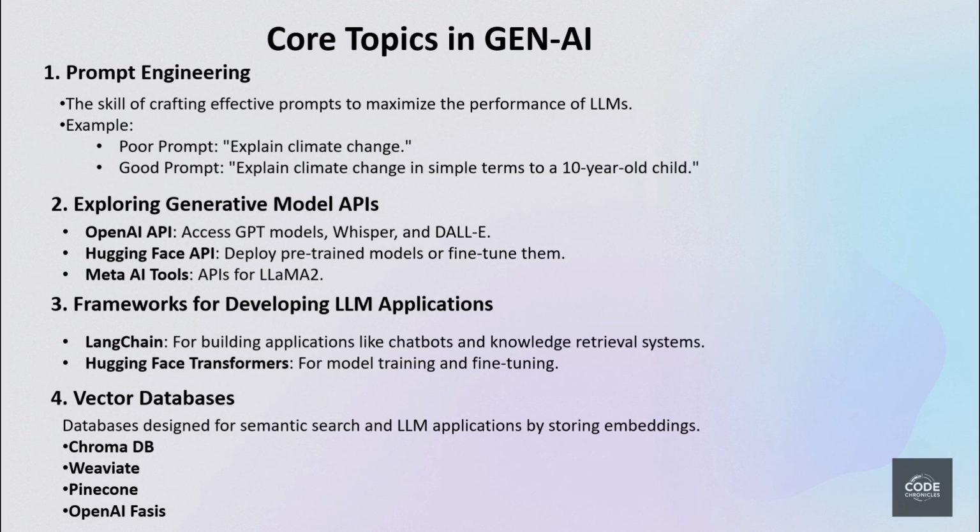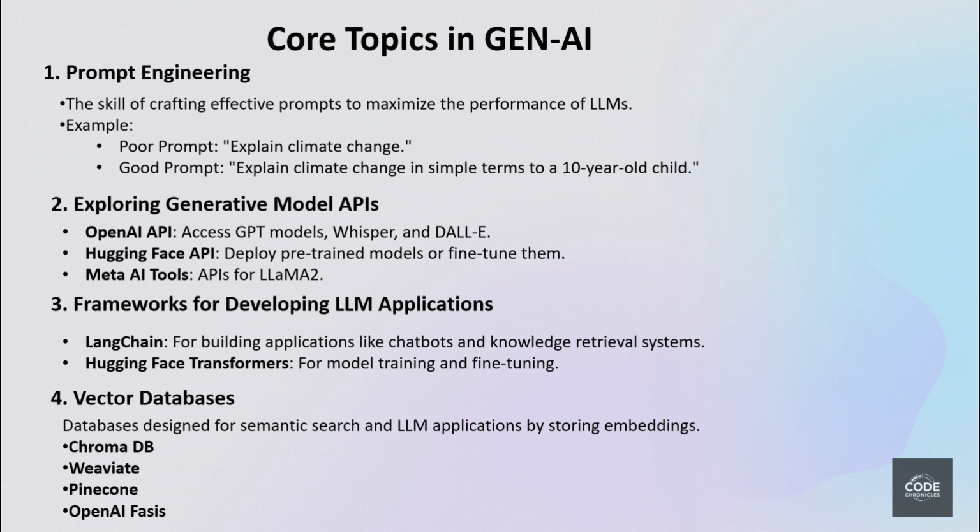Let's start with prompt engineering, a crucial skill for maximizing the performance of LLMs. For example, "explain climate change." A poor prompt might be this one, since it's too broad and lacks context. A better prompt is "explain climate change in simple terms to a 10-year-old child." This prompt is clearer and tailored to a specific audience, ensuring the response is more useful and understandable.